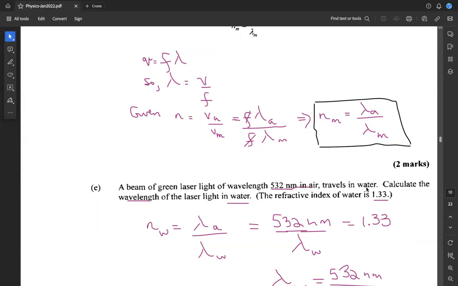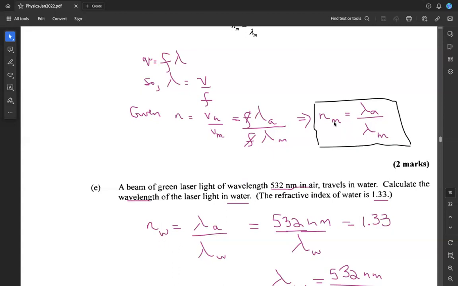Travels in water. So it's going from air and into water now. And they're saying that we should calculate the wavelength of the laser light in water. So very nice, we can apply the formula that we just derived up here, right? Because we're working explicitly with wavelengths. So they want us to find the refractive index of water. That's our medium now, right?